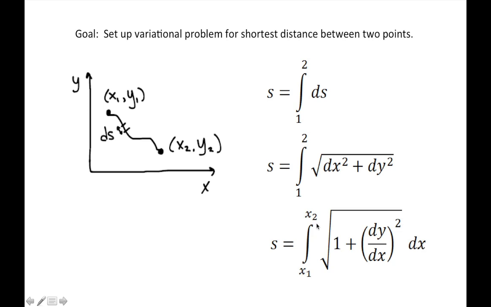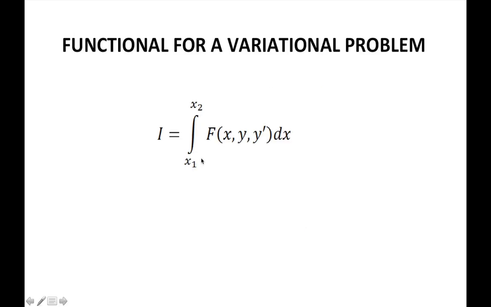This functional takes a function, the derivative of y, and outputs a scalar, the distance along the curve y of x. It turns out that for a variational problem, all of our functionals will be definite integrals. The general form of these integrals will be the integral of f dx, where f is a function of x, y, and the derivative of y with respect to x.